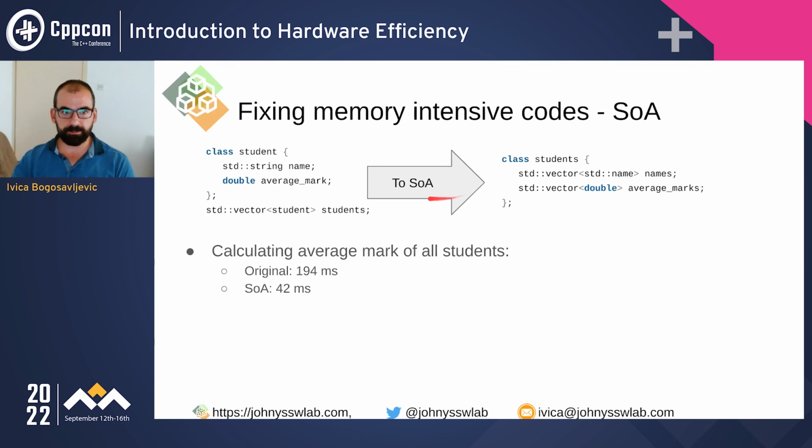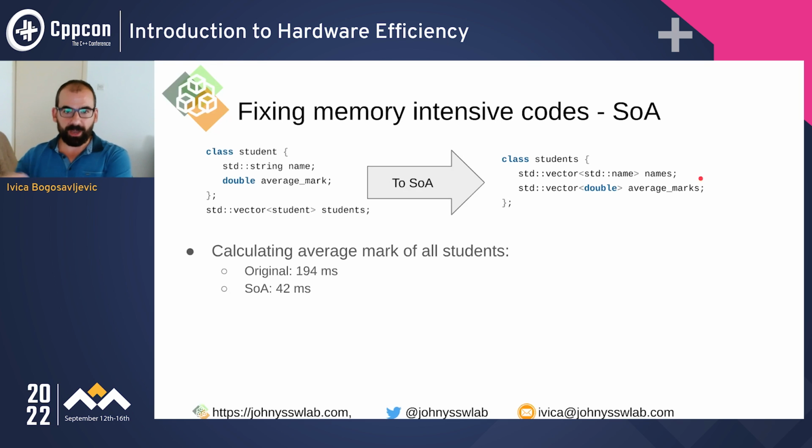Okay, here we have an example. We have a class Student, which has a std::string name and a double average mark, and we have a vector of Student. When we convert it to struct of arrays, we have a class Students. Please note that this is plural. Inside Students, we have a vector that holds names and a vector that holds doubles. Now, there is code that calculates the average mark for all students. The original code took 194 milliseconds, and the struct of arrays version took 42 milliseconds. So it was about 4 times faster.